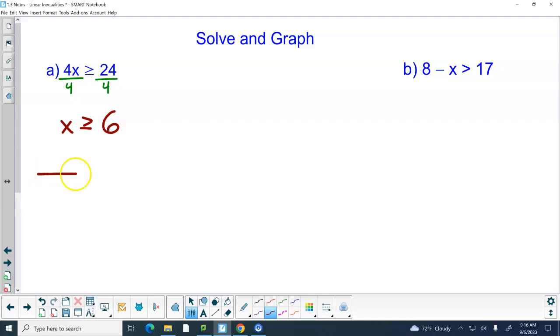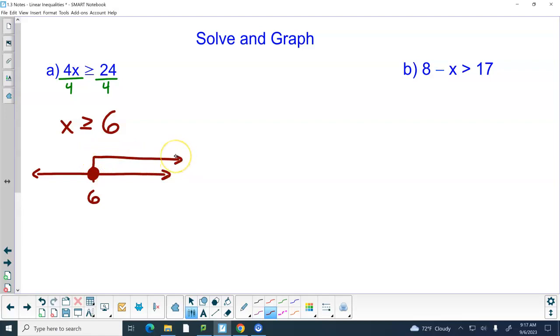And on the number line, we would make a number line. The only number that we care about is 6. Open or closed dot? Why closed, Ray? Because it can be equal to. Yep. Arrow going left or arrow going right? Arrow is going to the right.